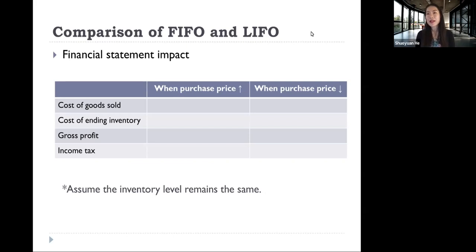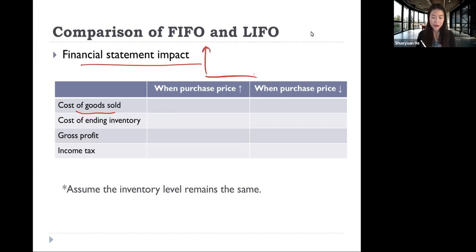We have just looked at two examples of the cost flow method. Now let's do a brief comparison here of FIFO and LIFO. So the financial statement impact: which method would give you a higher cost of goods sold when the purchase price goes up? Is it under FIFO or LIFO?